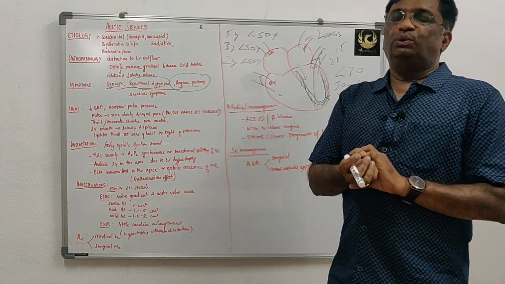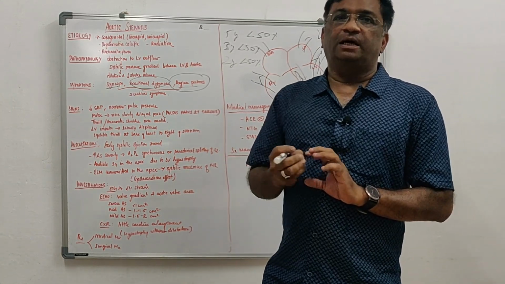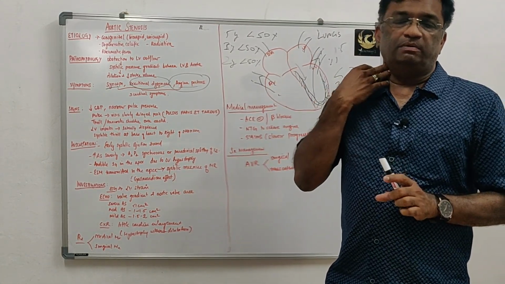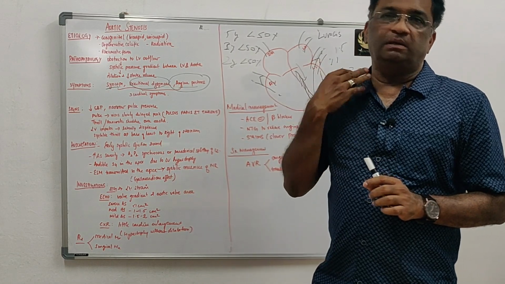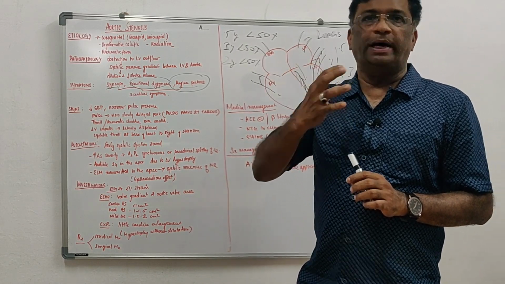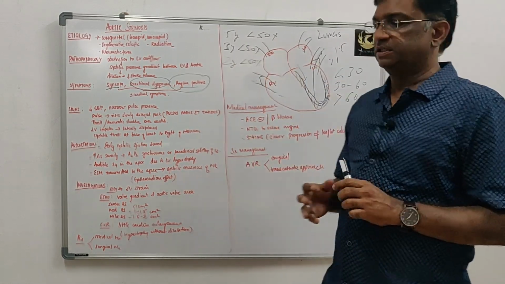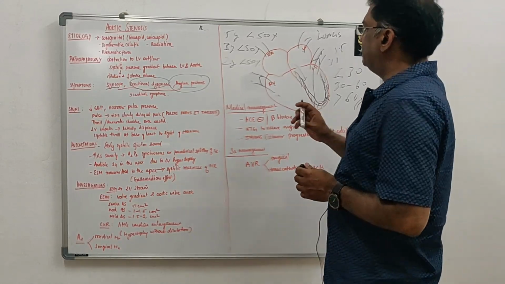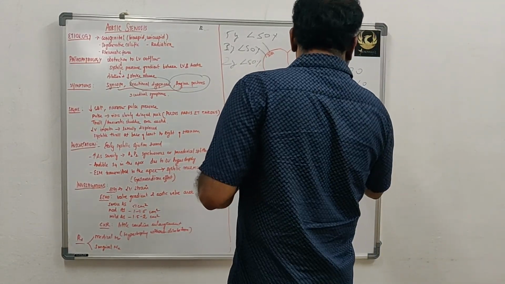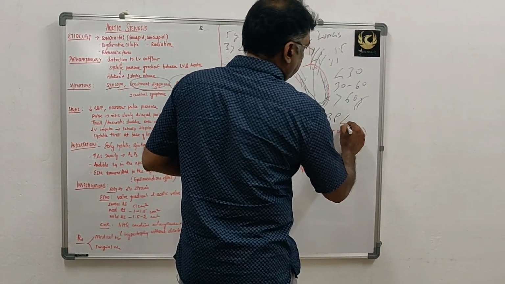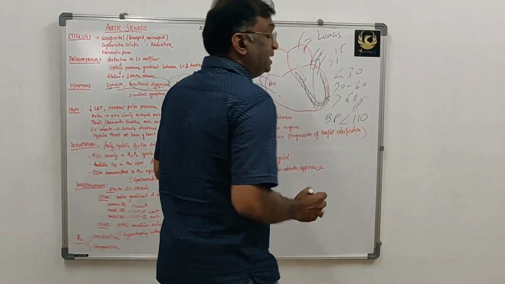In aortic stenosis, you will have pulsus parvus et tardus. If you palpate the carotid, the beat will be slow and late. It's called parvus et tardus. Systolic BP will be reduced. There will be systolic decapitation.